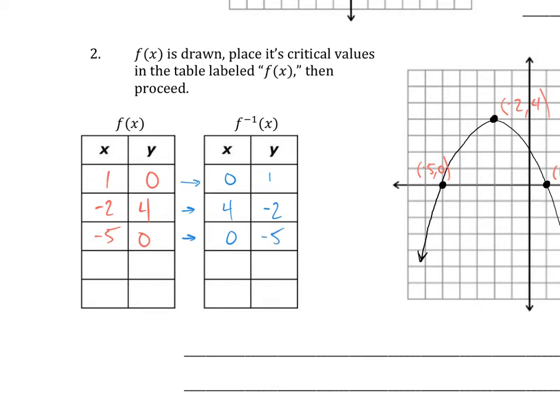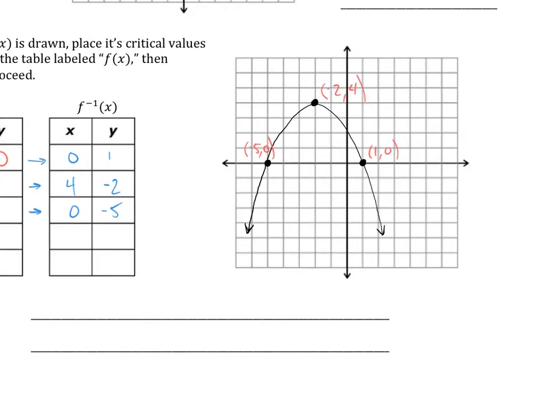So I can plot all those points now. Here's 0, 1. Here's 4, -2. And 0, -5.